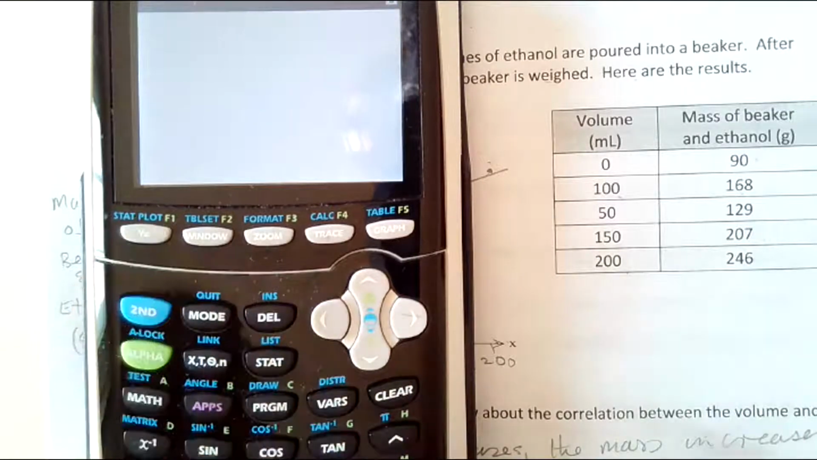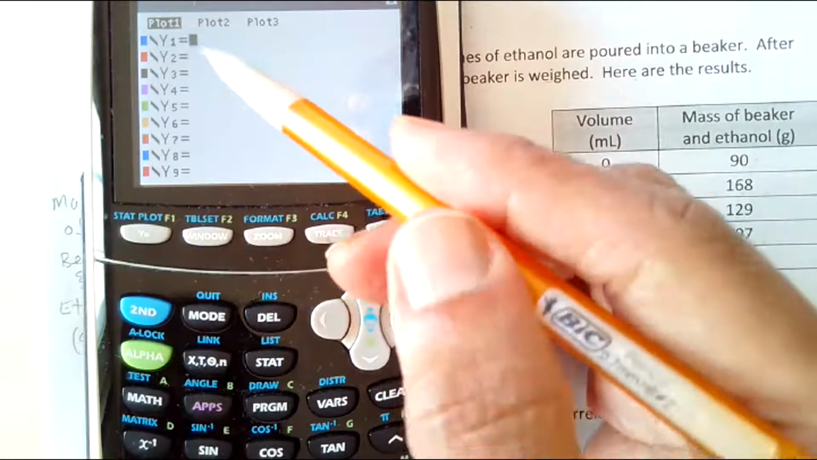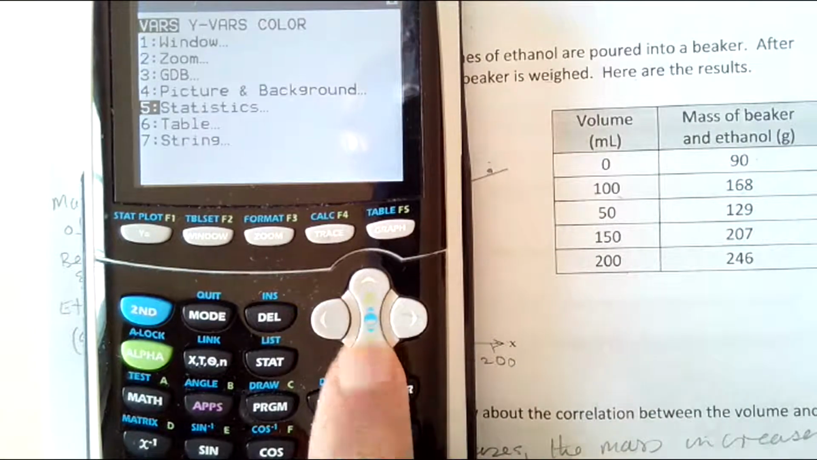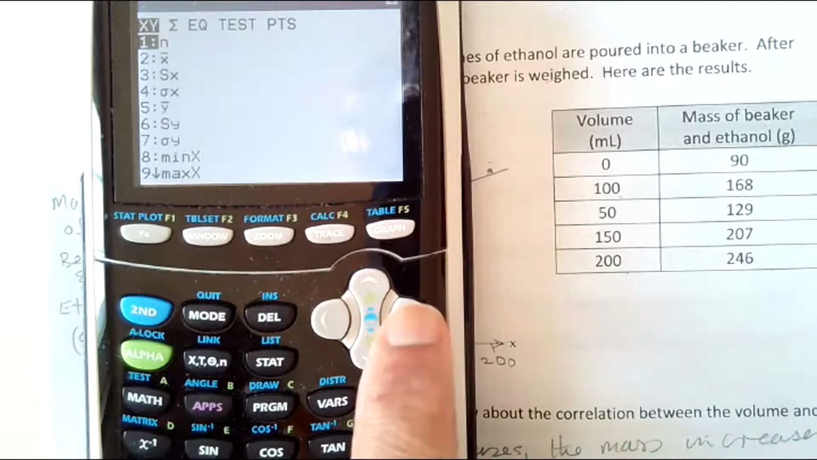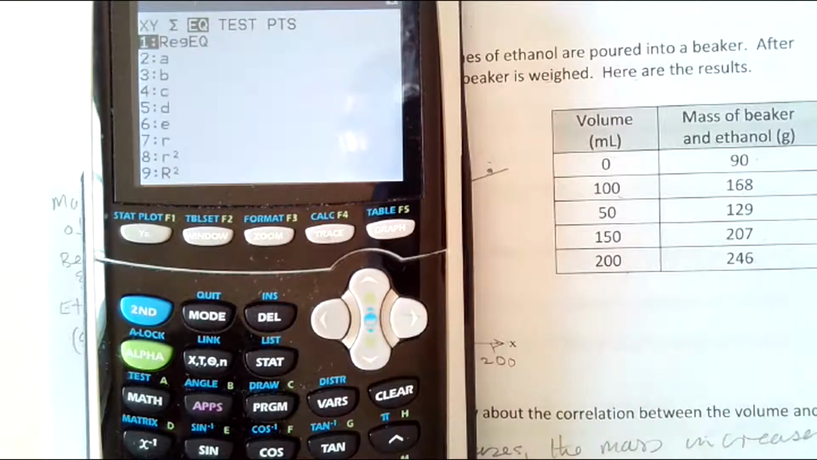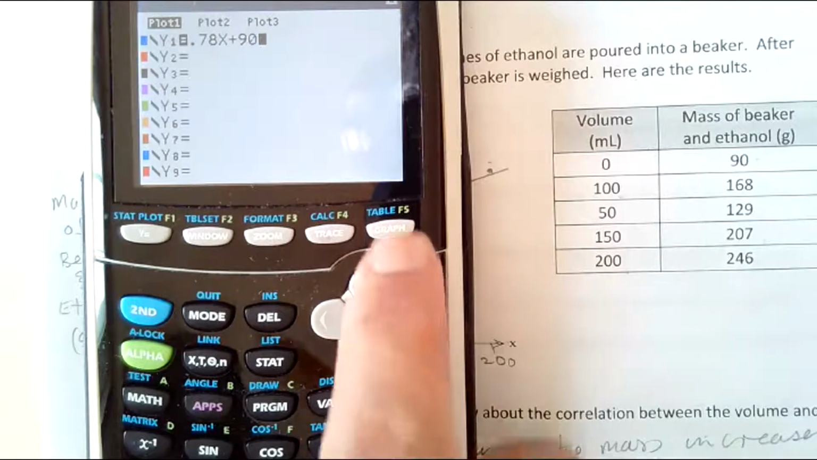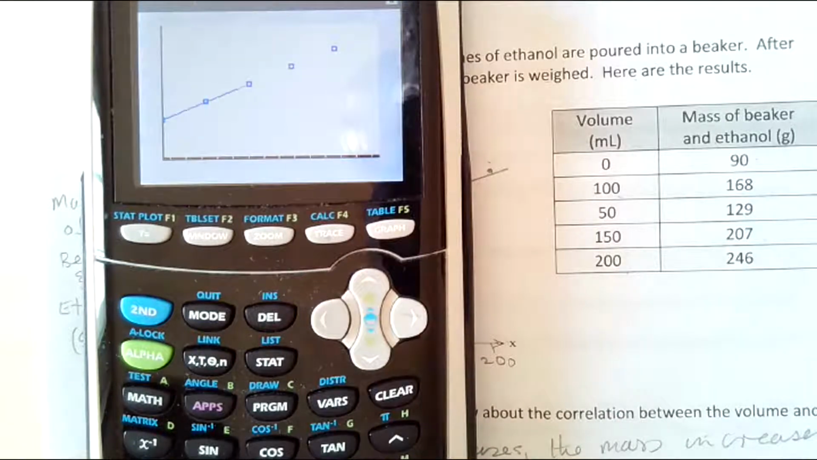Go to my Y= button, make sure it's cleared. Go to VARS and go down to 5 Statistics and then move over to EQ. And there's my equation, press enter, and there's my line of best fit. Seems to fit perfectly into it.